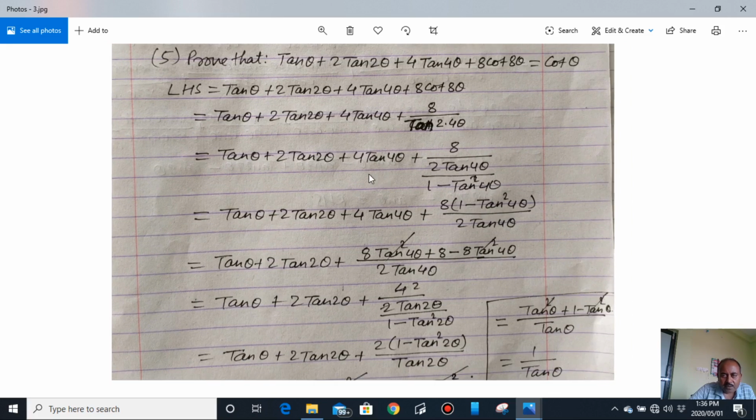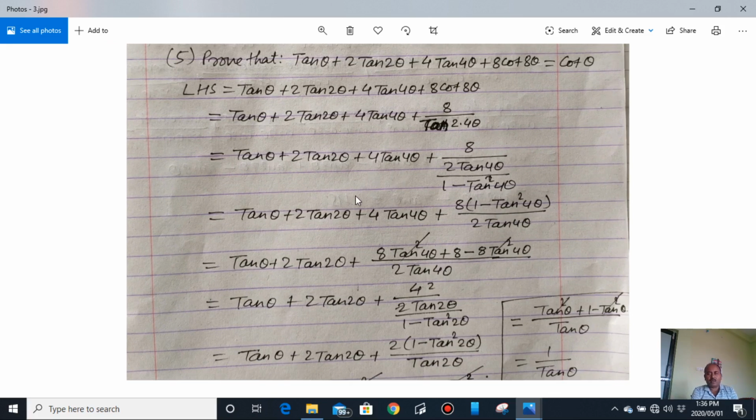Now see this question. This is a very typical question, and if you forget the trick, it is very difficult to solve. If you remember the trick, then it will go easily. So this is a long solution. Tan theta plus 2 tan 2 theta plus 4 tan 4 theta plus 8 cot 8 theta.